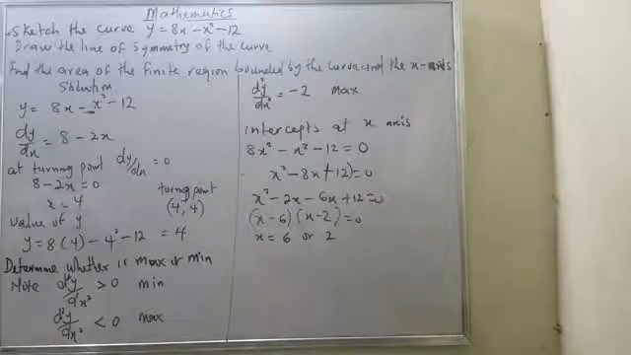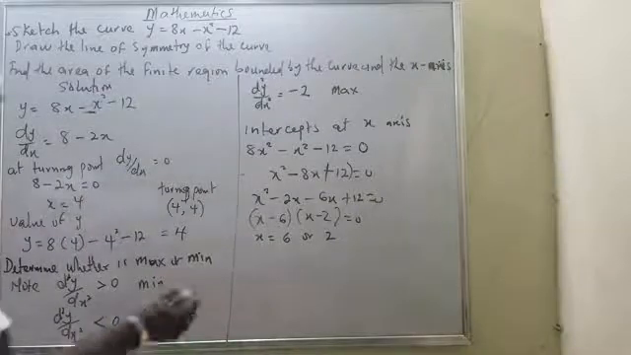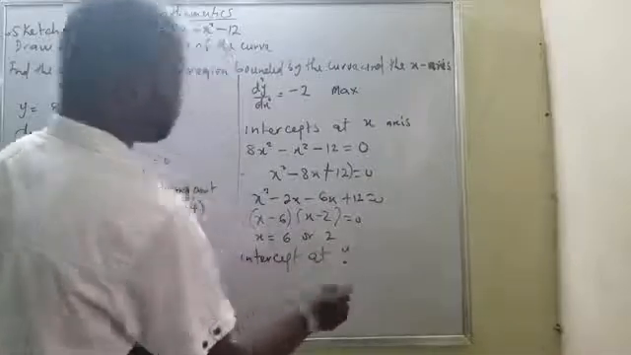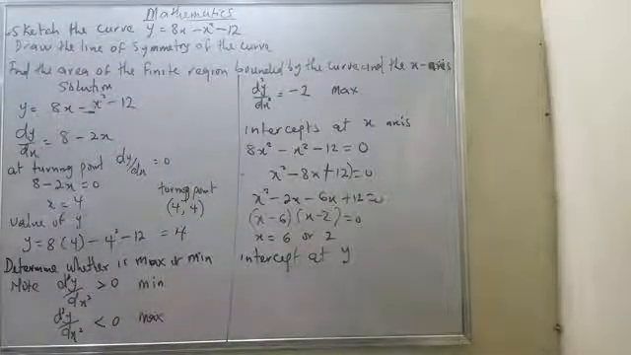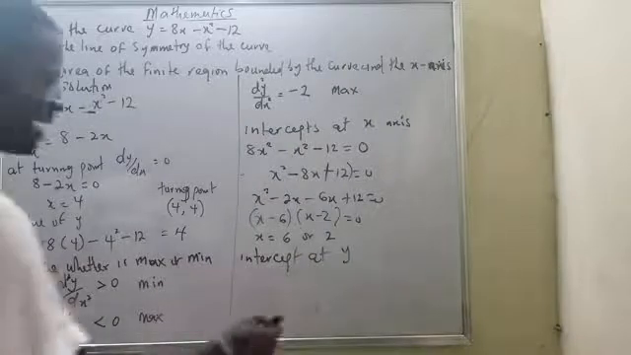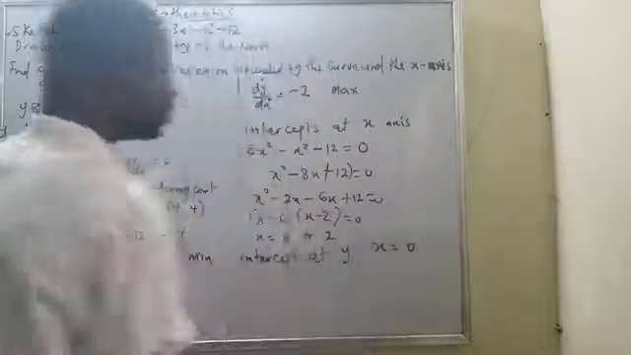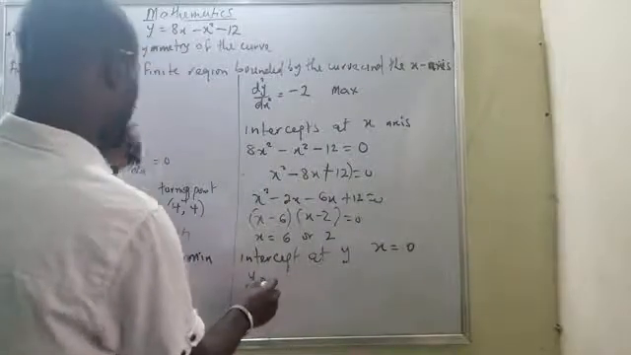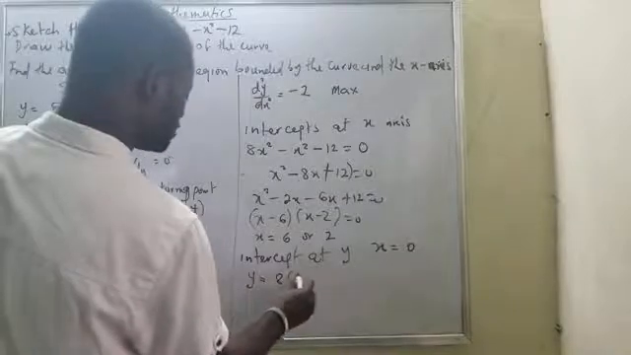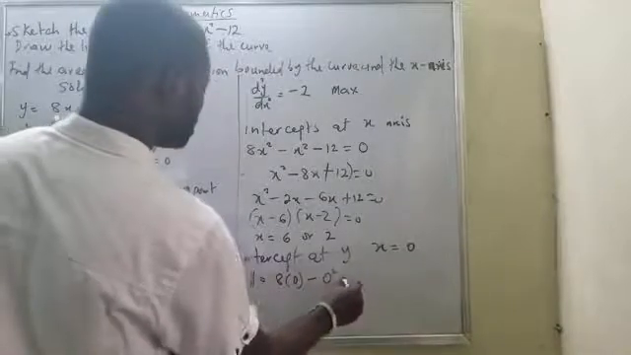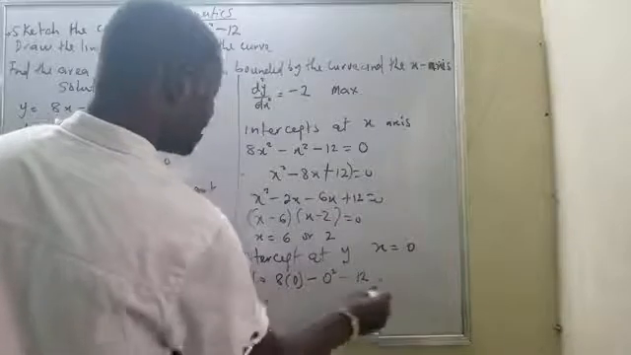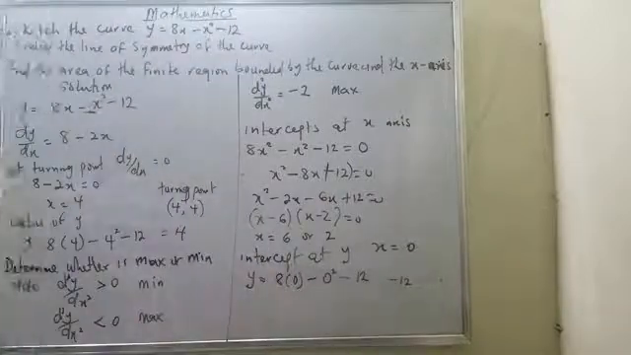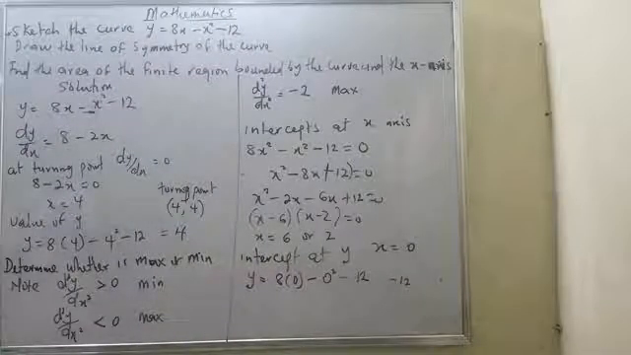Now, intercept at y. Note, intercept at y. Now, how do I do for y? What you just need to do, x will be equals to 0. It means I'll be having y equals to 8 bracket of 0 minus 0 squared minus 12. It means intercept at y will be equals to minus 12. Now, all I need, I have it already.